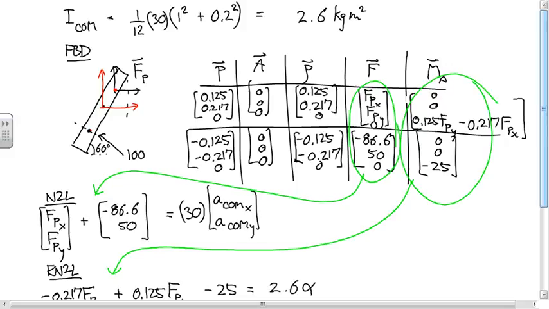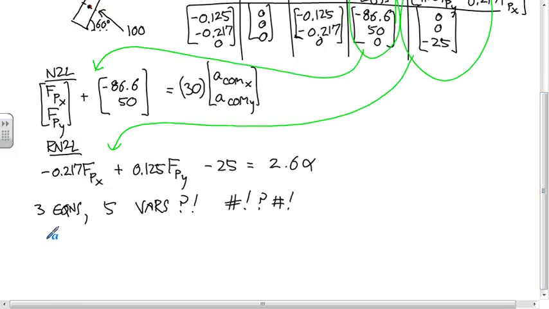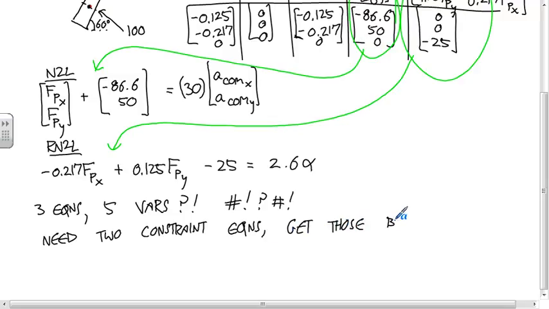And what we know physically is that this point P, the pin, has zero acceleration. It can't go anywhere, right? And so we need two constraint equations. And we'll get those by requiring the acceleration at the pin to be equal to 0.